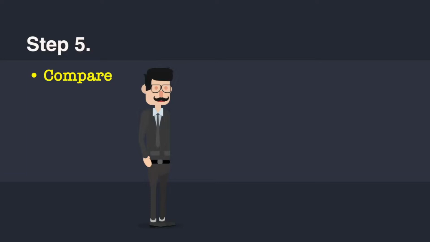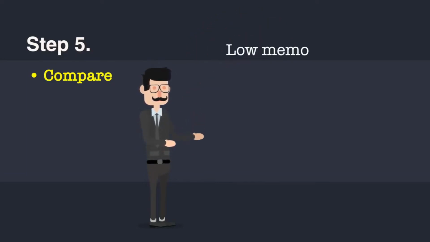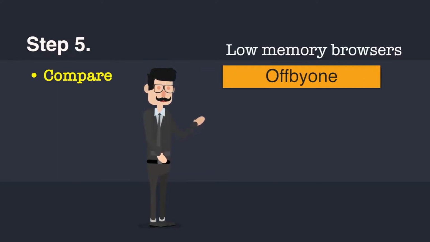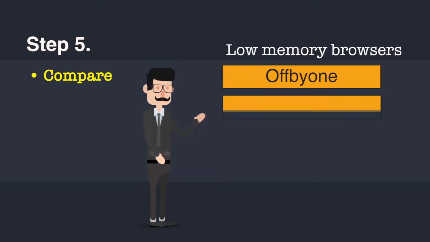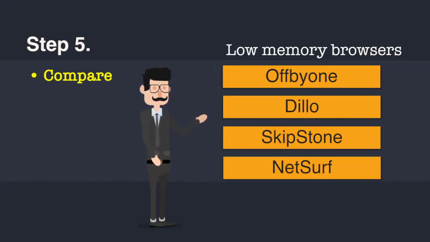At this point in time, if you feel that you have almost decided on a particular browser, you could also go for some low memory browsers which may provide you similar features but still consume less memory. Consider Off-by-One. Another low memory browser is Lilo. There is Skipstone and there is NetSurf.